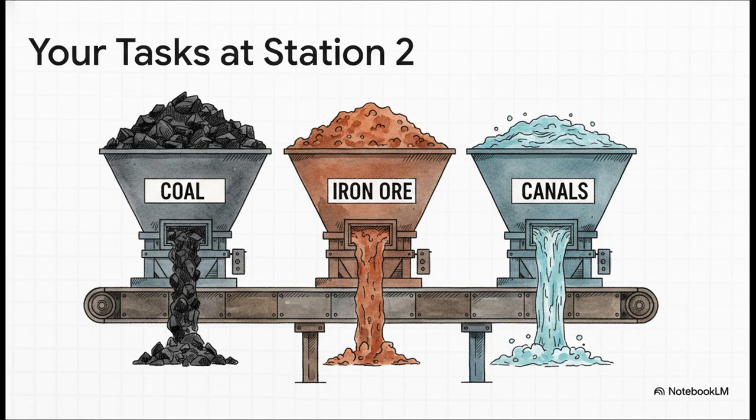And what were those ingredients? Well, this is where you dig into your research. You're going to talk about how they had tons of coal to power engines, plenty of iron ore to build all those machines, and a bunch of rivers and canals that worked like superhighways for moving goods all over the place.